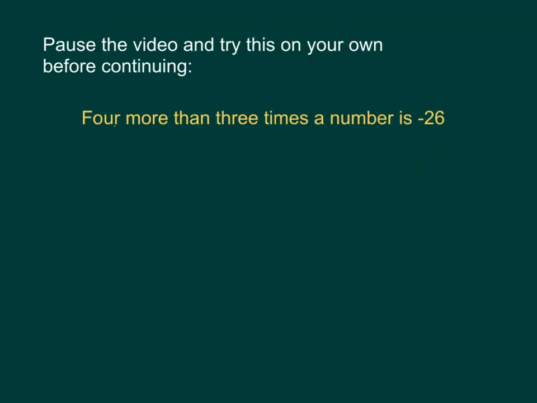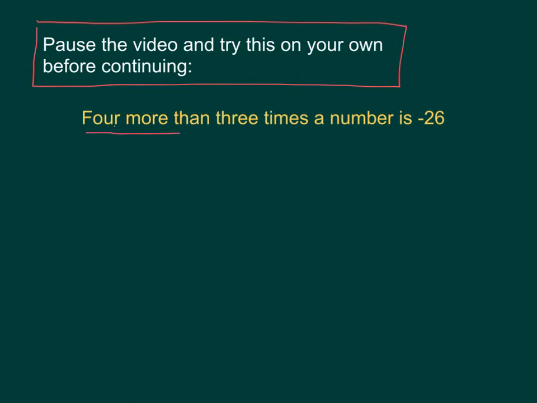I would like you to pause the video and try this on your own before continuing. 4 more than 3 times a number is negative 26. You don't have to solve it, but I would like you to try to write the expression on your worksheet before seeing the answer. So go ahead and pause the video now.